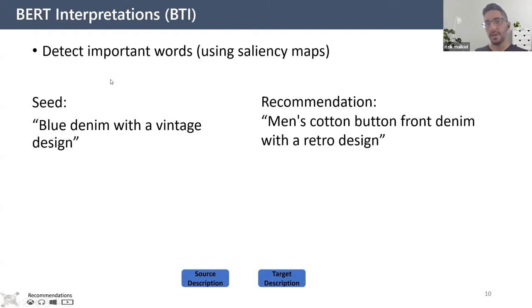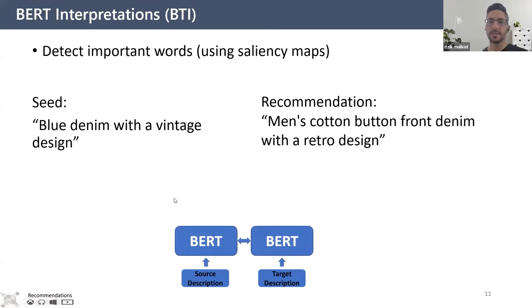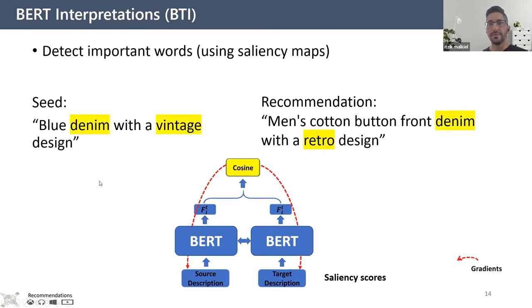In BTI, in our technique, we start by representing the two descriptions as two separate bodies of text. So we have the source description, or the seed description, and the target description, which is the recommended item description. We tokenize the descriptions and separately propagate their tokens through BERT. The embeddings of each textual element are averaged into a single feature vector. We then propagate the two feature vectors through the cosine similarity function and calculate the derivatives of the two textual elements with respect to the cosine function. Here, we only calculate the gradients from the cosine score back to the input text without updating the model weights.